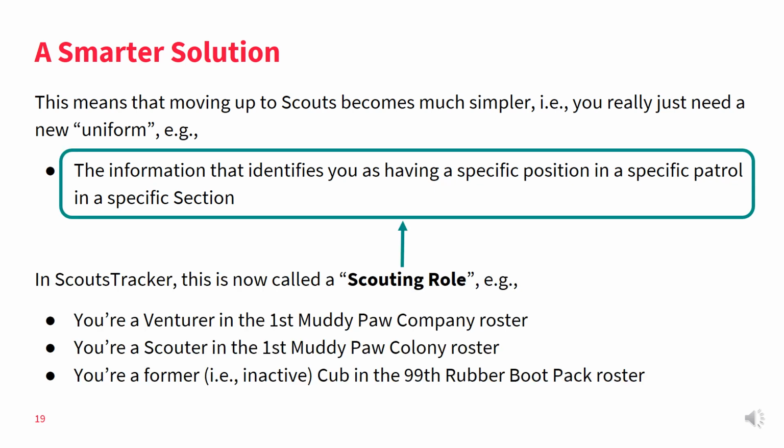In ScoutsTracker, we're now calling that collection of information a scouting role. So it could detail that you're a venturer with the 1st Muddy Paw Company, or that you're a scouter with the 1st Muddy Paw Colony, or that previously you were a cub in some other group. Those are all scouting roles that you've had.